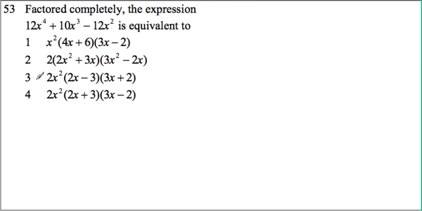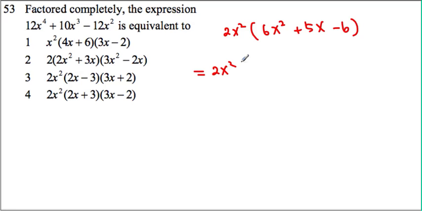Number 53. Let us factor completely. Then here once again you will realize that 2x squared is common. Then here we have 6x squared plus 5x minus 6. I just wrote down 2x squared first. Now, which 2 factors make 6x squared? One option is x and 6x, or another option would be 2x and 3x. So why don't I just use 2x and 3x?